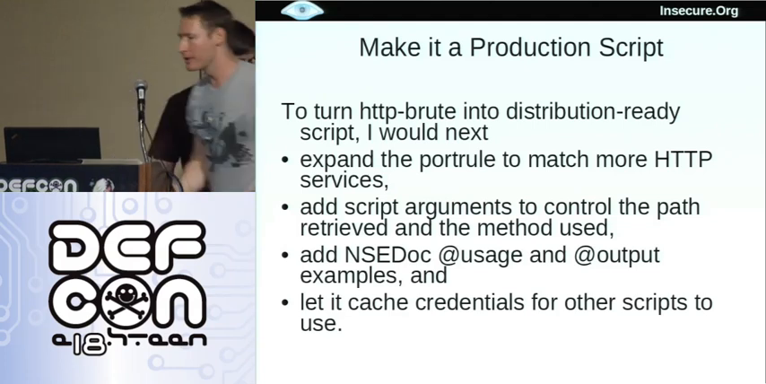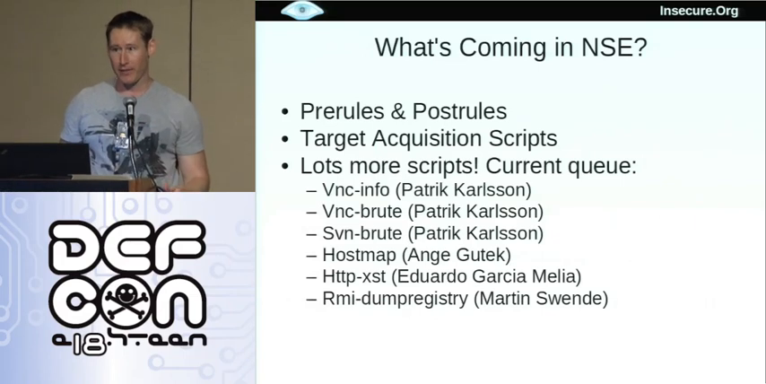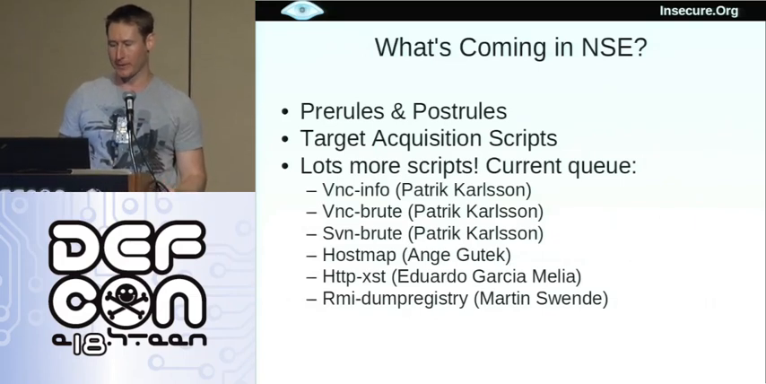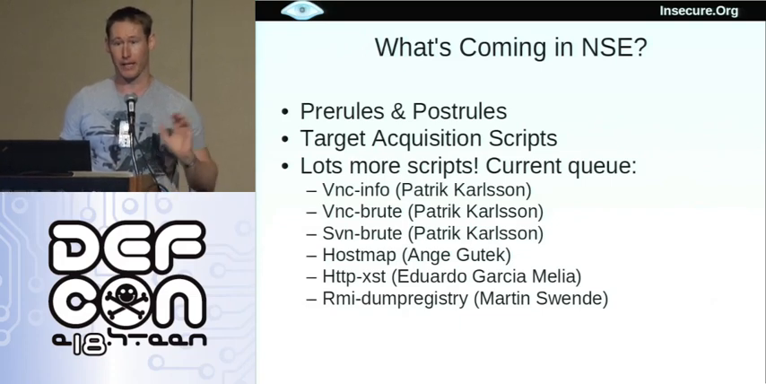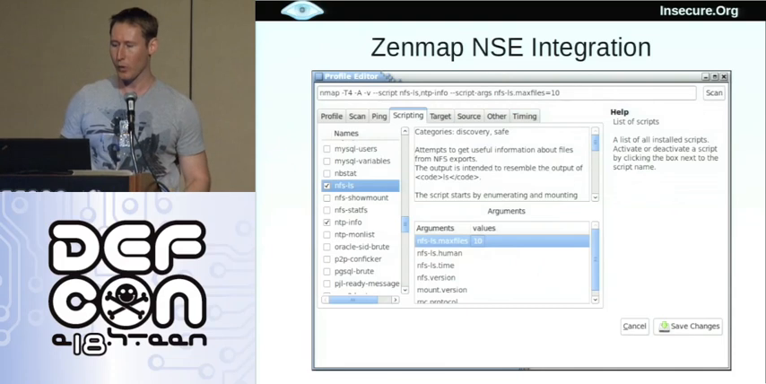All right, we're going to just run through these last slides really quickly. First of all, we have a lot of stuff coming in NSE. We have scripts in the queue. We have an idea for scripts that can run before and actually accumulate targets. So you could do a zone transfer or a broadcast ping or the like and hand those targets straight to Nmap.